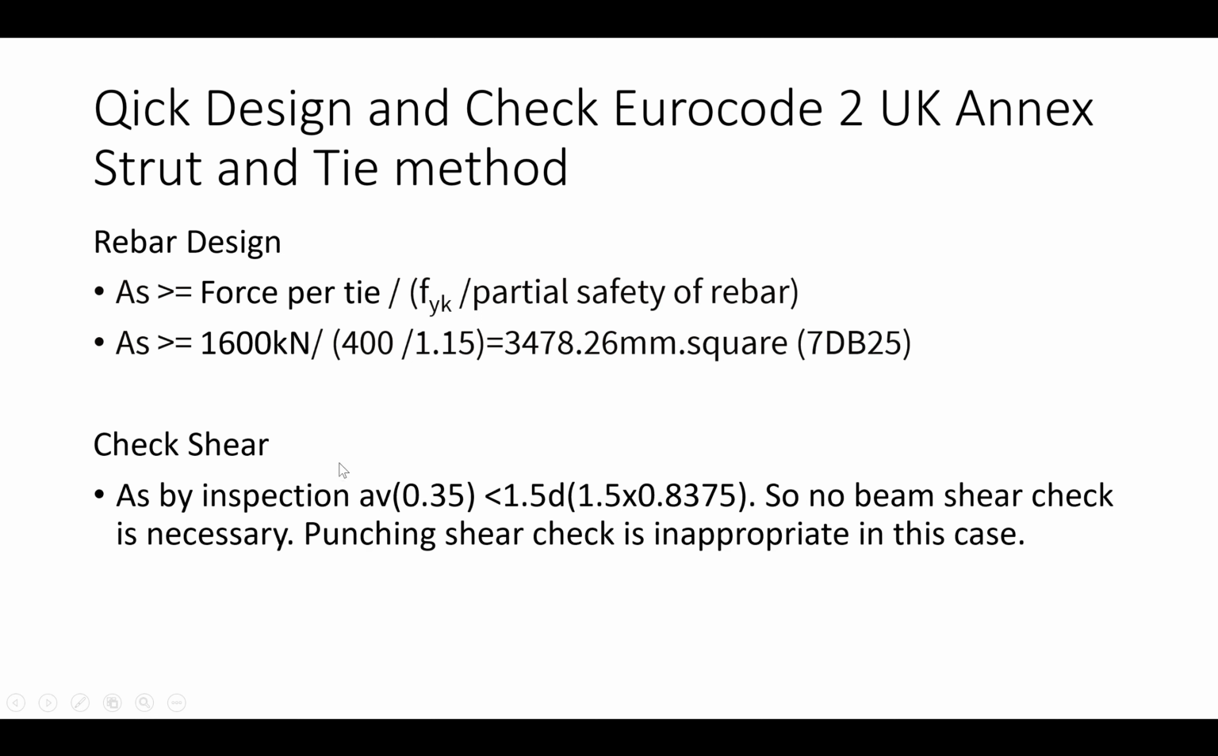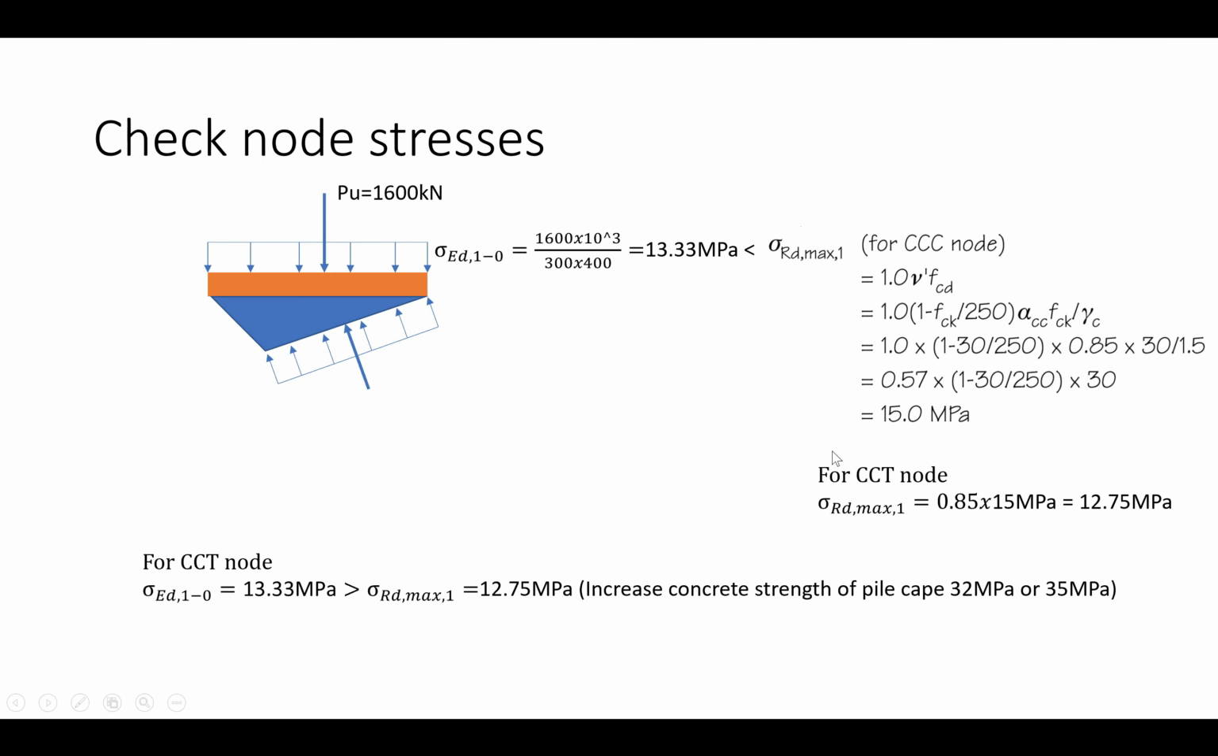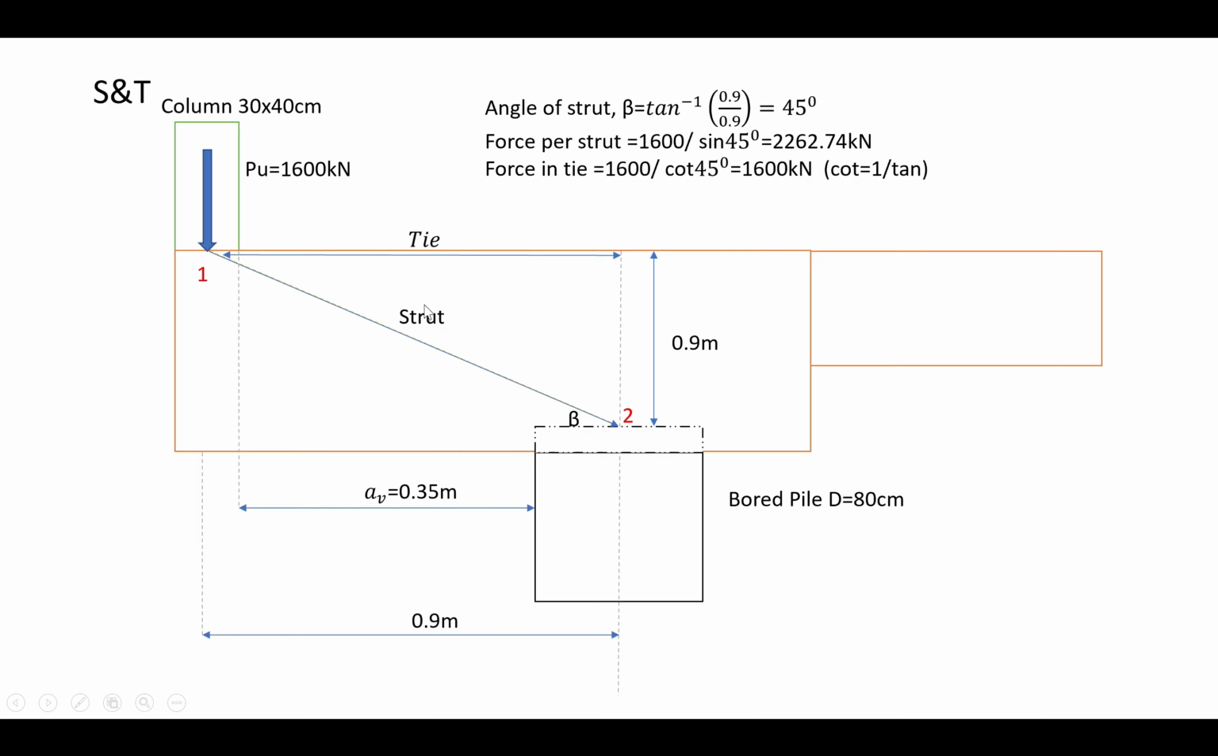For the shear, it's not a concern. We check that av is less than 1.5d. So the punching section is in the bracket in this case. So for the punching here, we check at node 1. You remember node 1? Node 1 here, node 1.